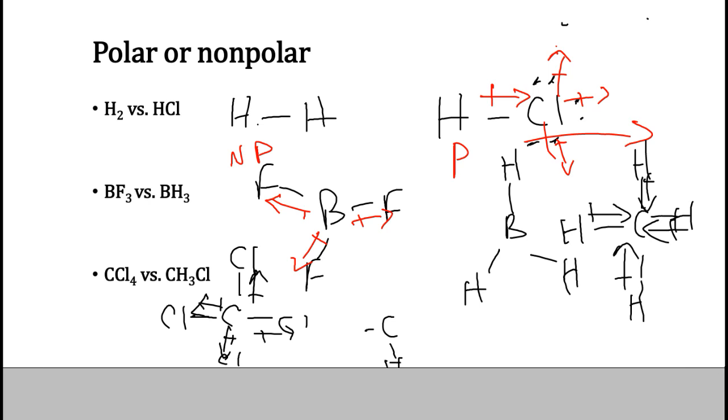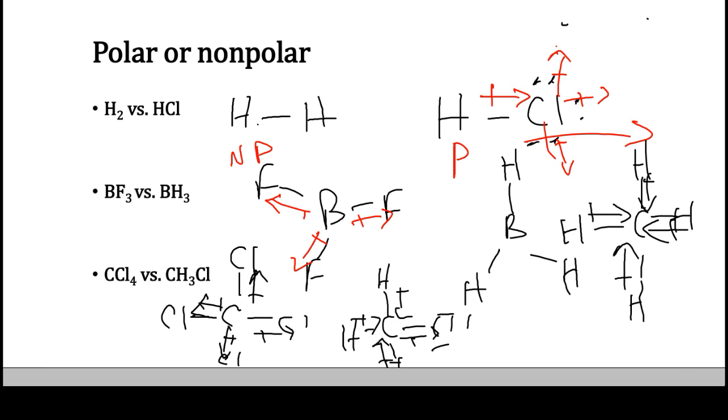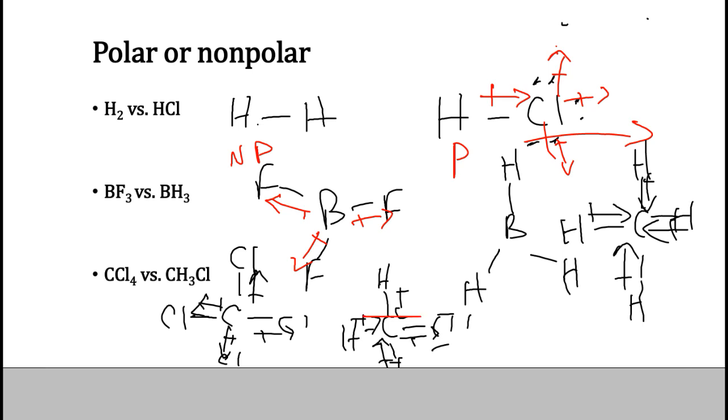CH3Cl, all the hydrogens are pointing towards the carbon. So if you think about this being the tripod of the tetrahedral, and then we have a dipole pointing towards the chlorine, we're going to have a net dipole going this way, and that molecule will be polar.